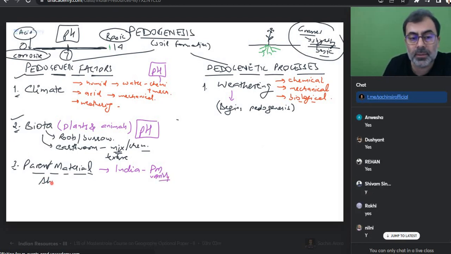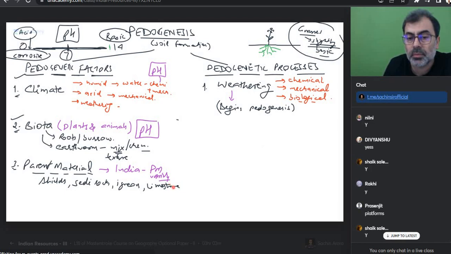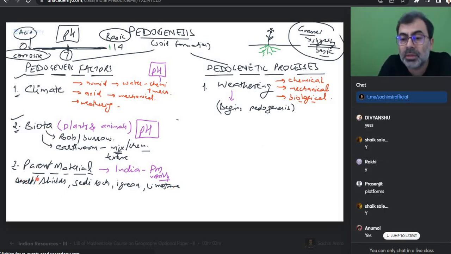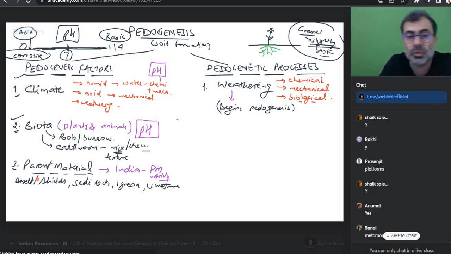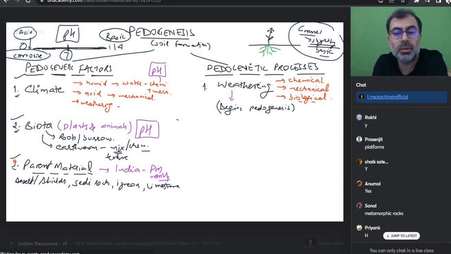Do we have shields? Do we have sedimentary rocks? Do we have igneous rocks? Do we have limestones? So many things. Do we have basalt? India is so diverse, will the soil be different? And what is causing that difference? Same thing. With me on this.